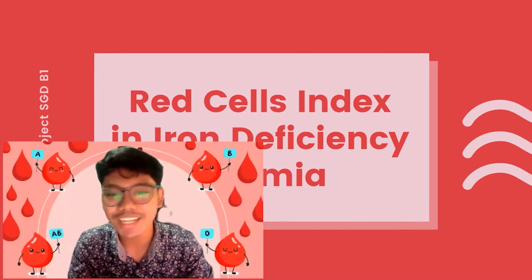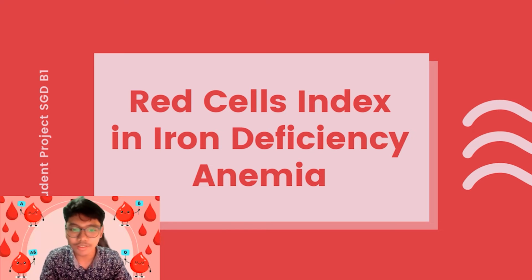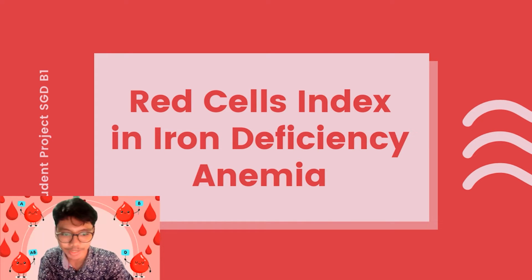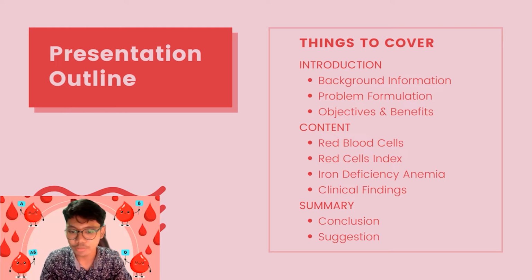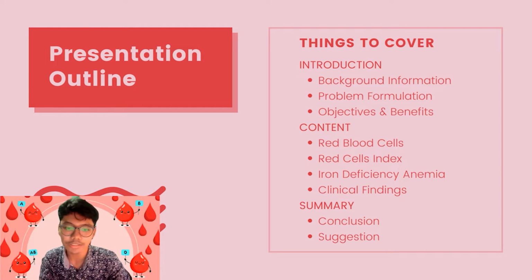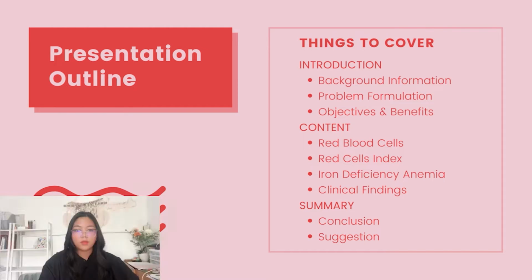In this video, we would like to discuss our student project regarding the topic of red cell index in iron deficiency anemia. To give a better learning experience, we decided to divide this presentation into a couple of outlines, in which the first one will be the introduction, continued by the main topic, and finally the summary. Right after this, Geg Mas will give us more insight about why we chose this topic and other general information about our student project. Thank you for the opportunity.